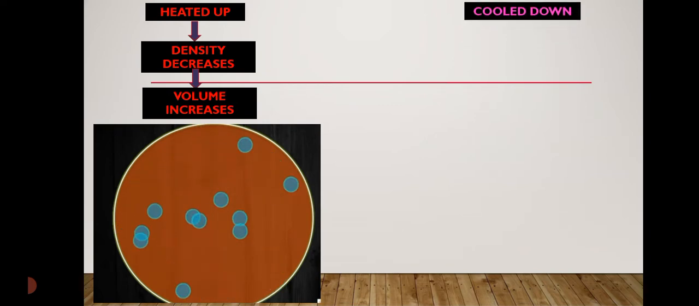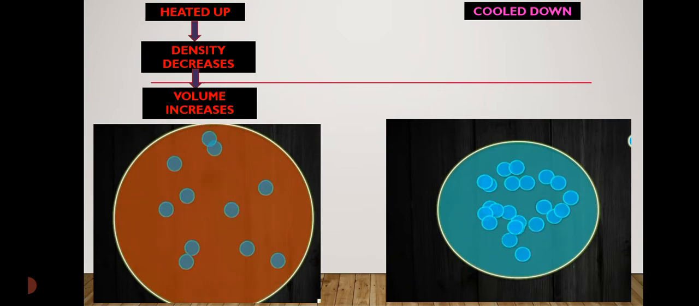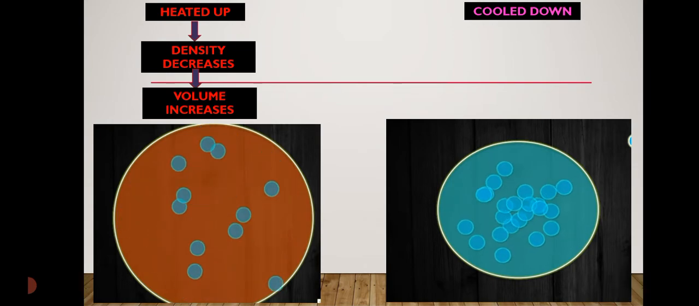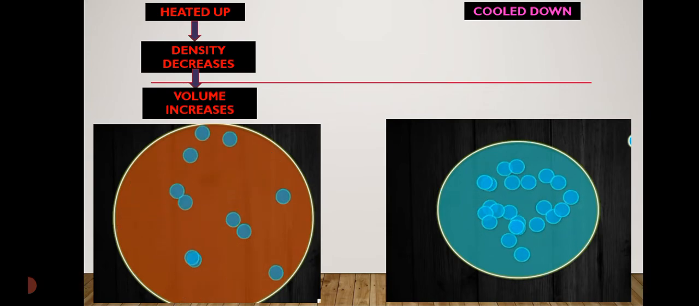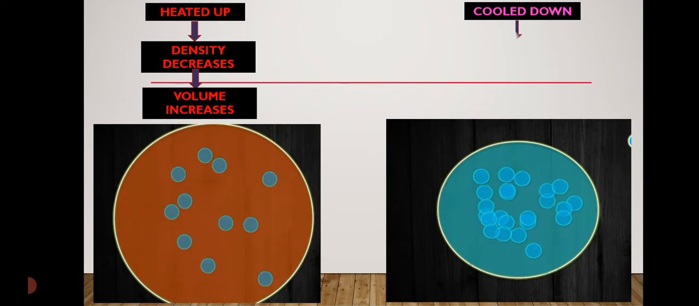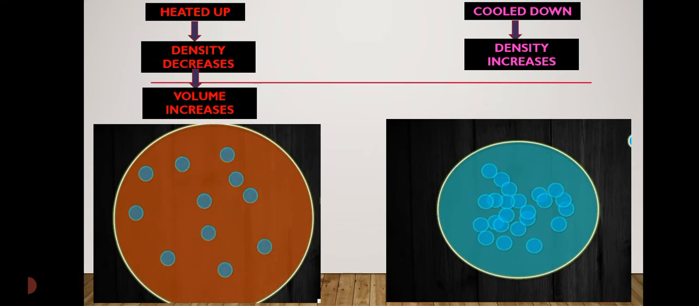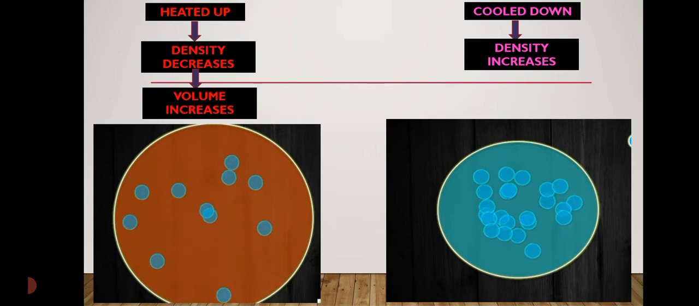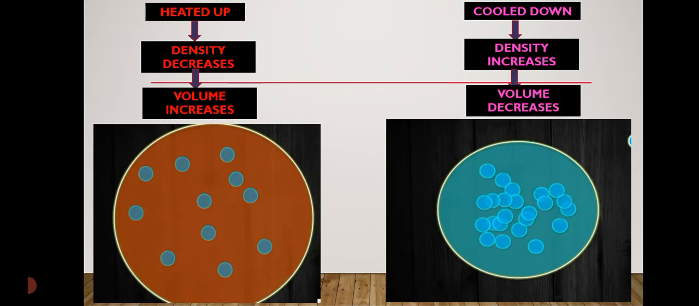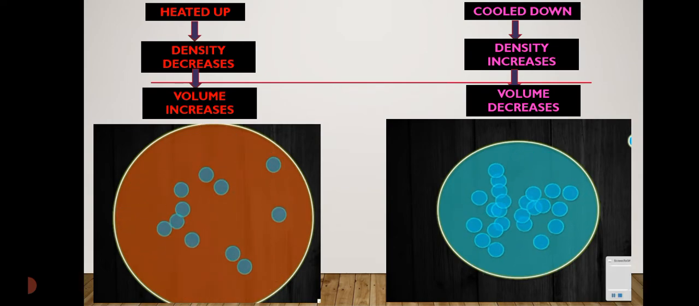Whereas if we cool down any liquid, let's see what happens. Here you can see, when we cool the liquid, it contracts, the molecules get accommodated at one place, and its density increases because more molecules get accommodated in less place. The molecules have contracted, they have come closer to each other, and hence the volume decreases.